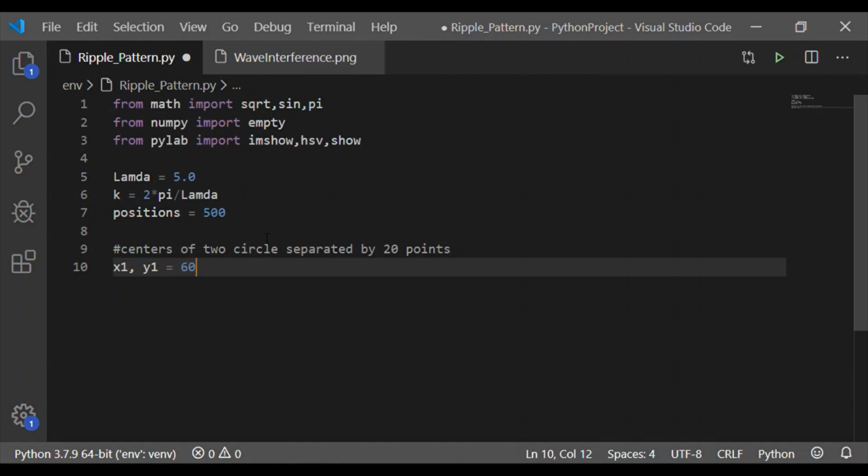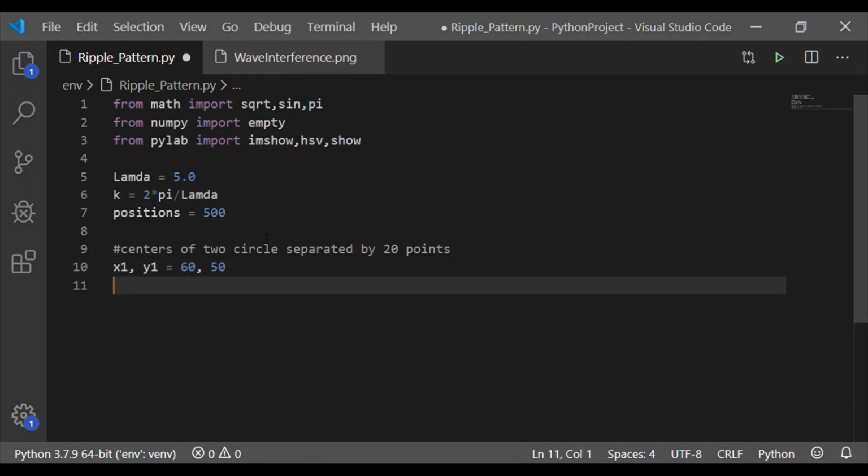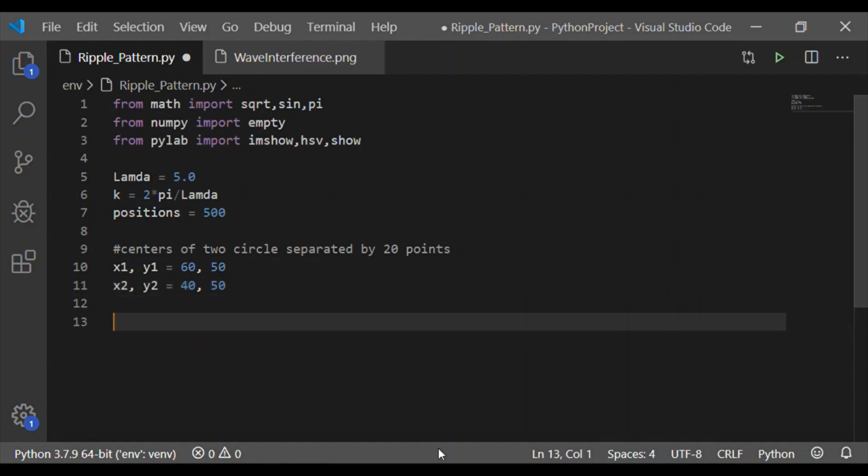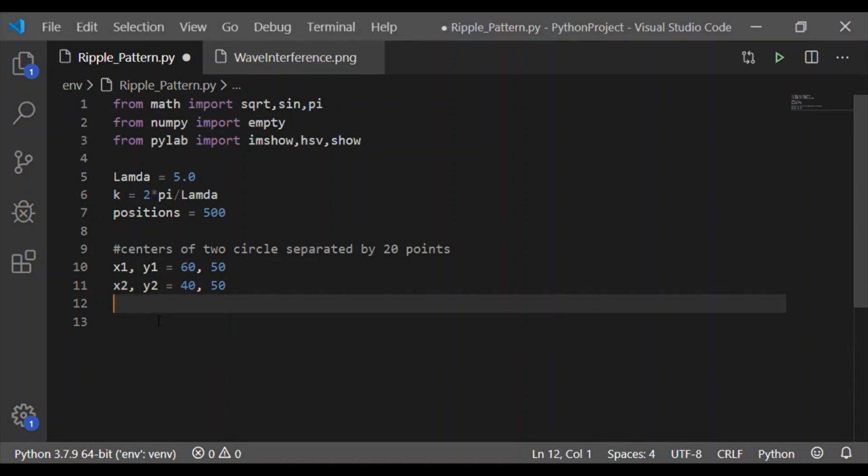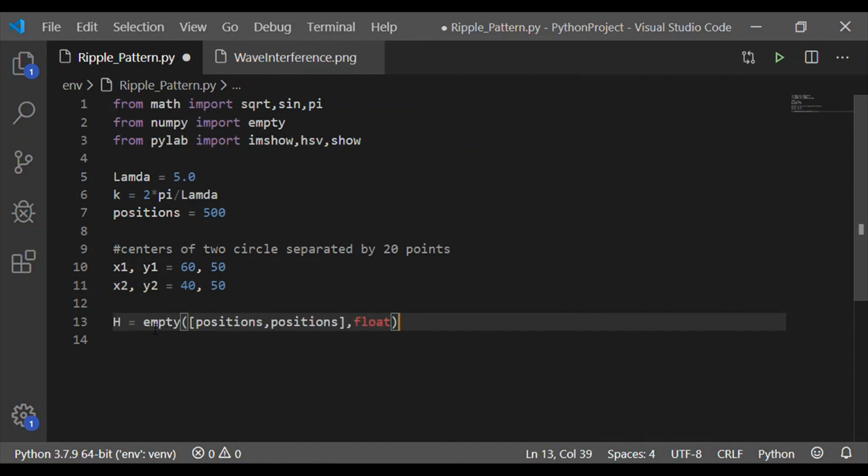Now we will take two such ripples and their cumulative result, which is nothing but wave interference by these two ripples. For that, let us take the center points for these two circles separated by 20 points. So x1 is 60 and x2 is 40, and the y-axis is the same for the two center circles.